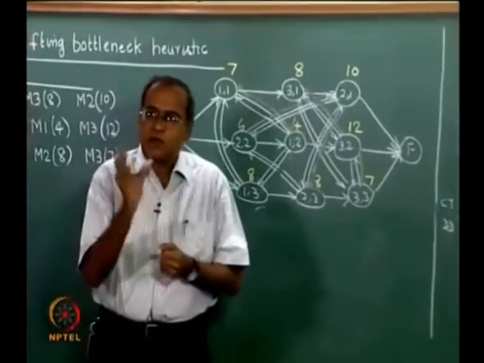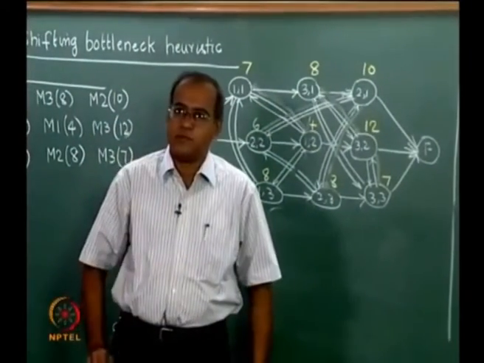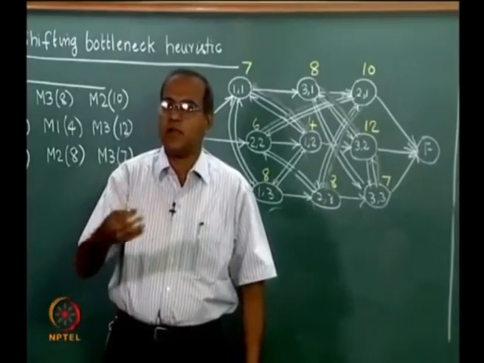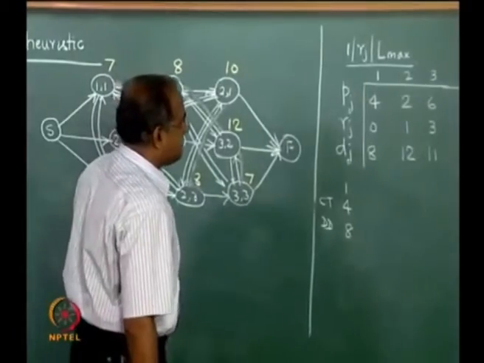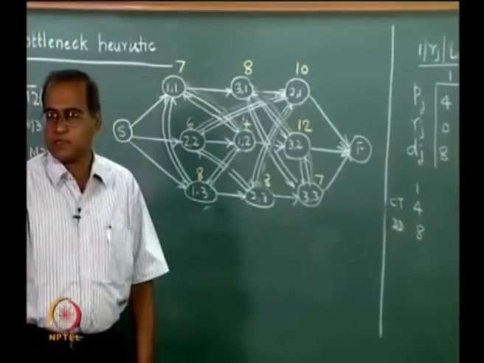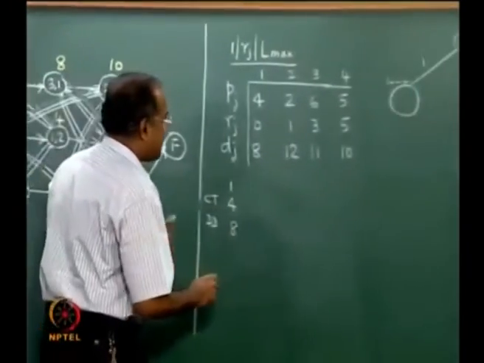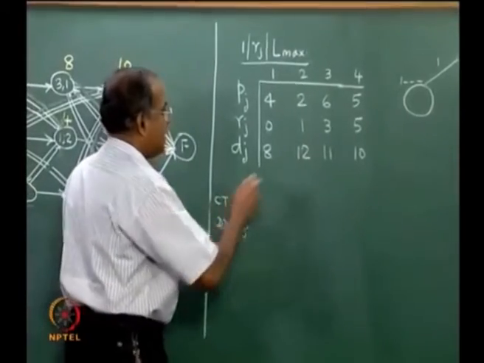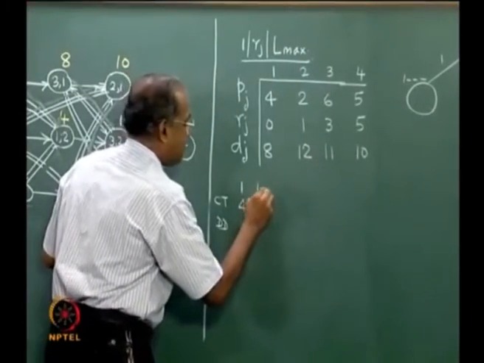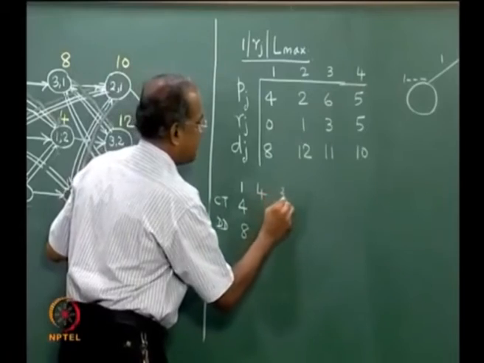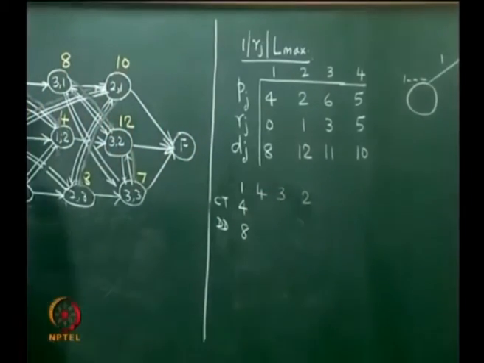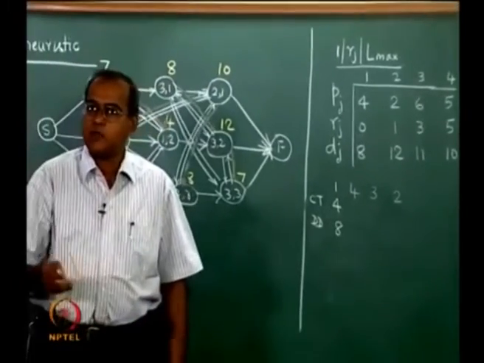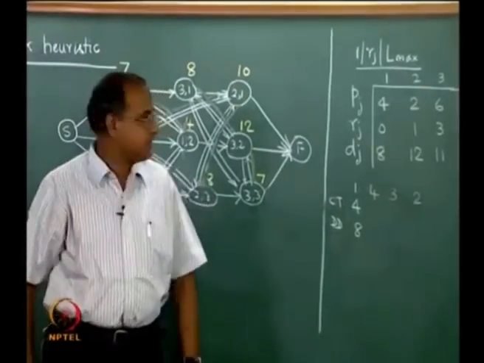Now, let us try to arrange the rest of the jobs using an earliest due date sequence. So, if we look at the rest of the jobs using an earliest due date sequence, then the tentative sequence will be 4, then 3 and then 2. That is a tentative sequence if we use earliest due date for the remaining jobs.